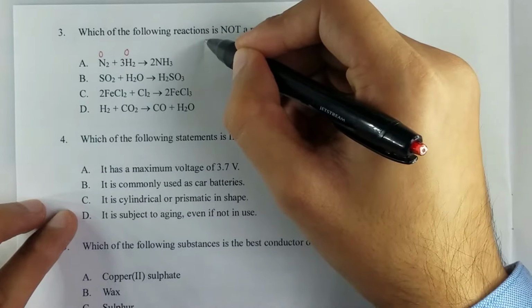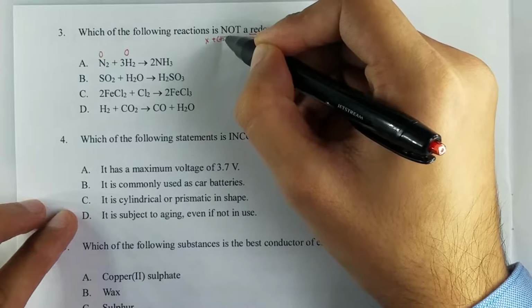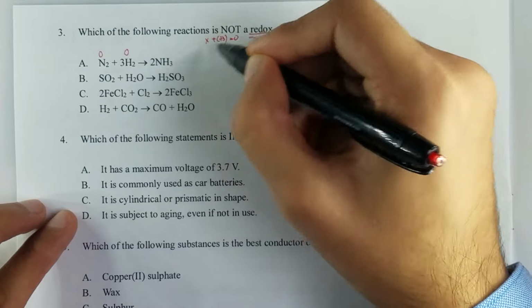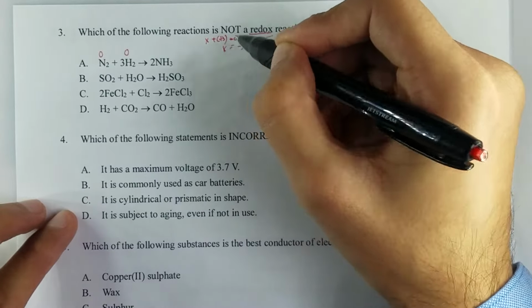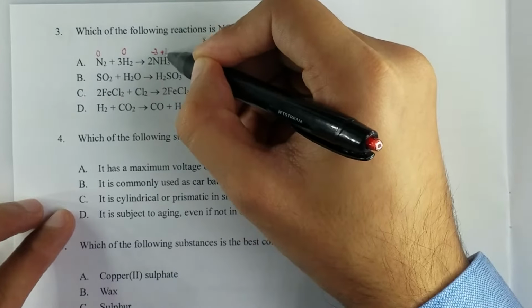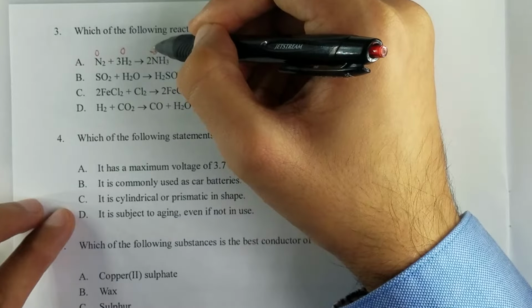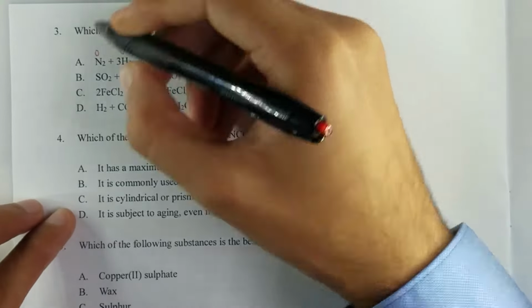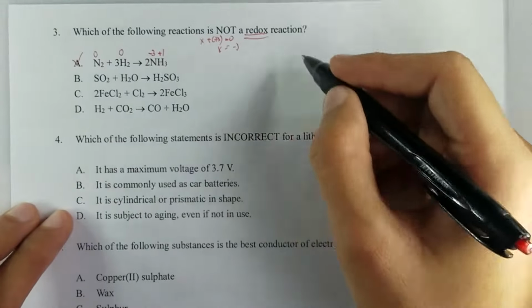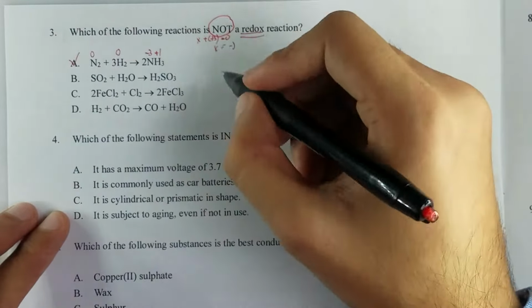Nitrogen will be, let's say, X plus 3 times positive 1 equals 0, so X is negative 3. In this case, nitrogen is negative 3 and hydrogen is positive 1. You will notice nitrogen decreases in oxidation state while hydrogen increases. Therefore, this is a redox reaction. But now we're asking for not redox reaction. So let's move on to the next one.